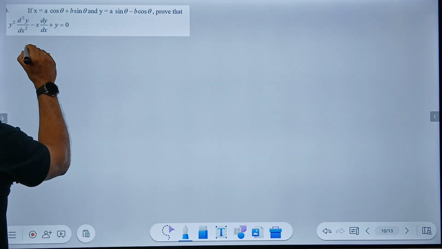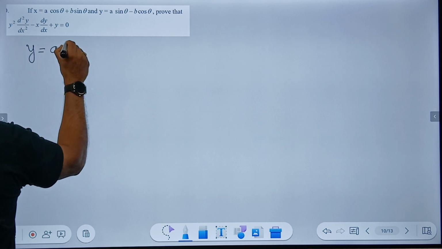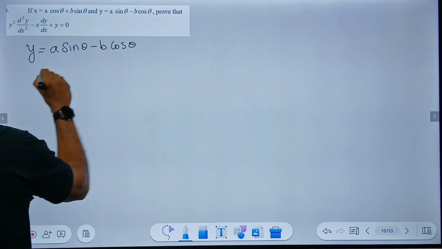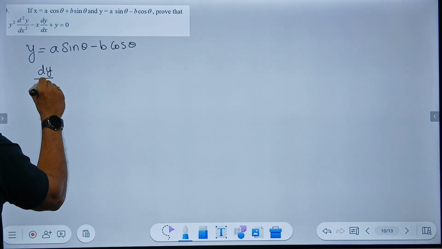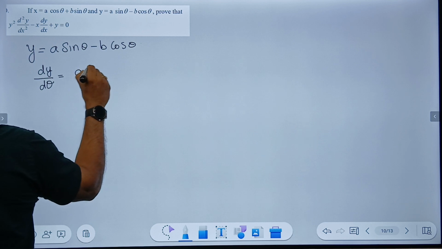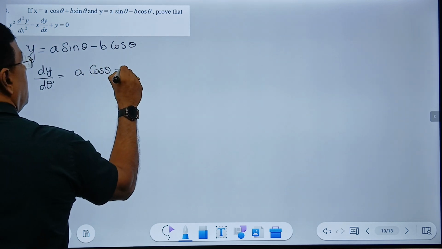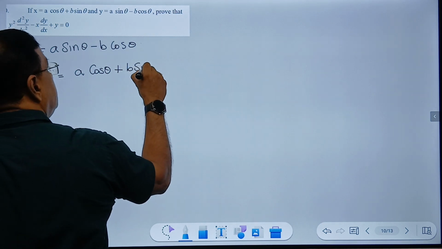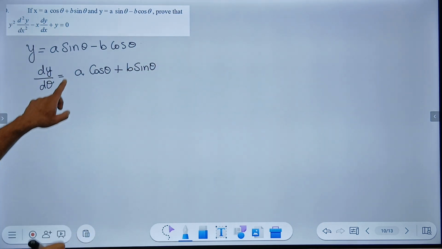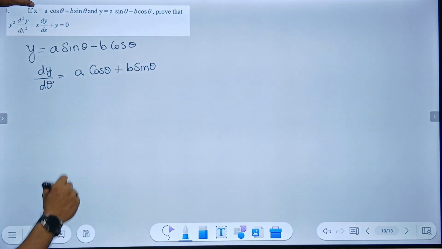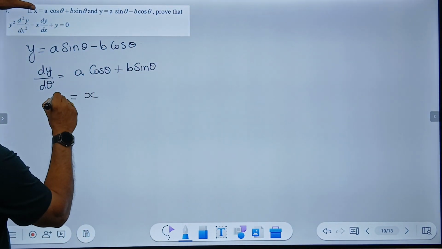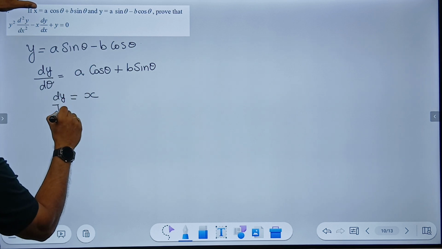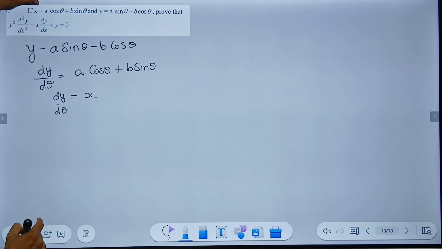Let's go to the next question. y equal to a sin theta minus b cos theta. What is dy by d theta? Dy by d theta will be a into sine differentiation is cos and cos differentiation is minus sine, so it will become plus b sine theta. Now if you observe this very carefully, this is nothing but x. So your dy by d theta is x. Okay, I hope you are able to visualize that. But this is x, that is what is given to you.